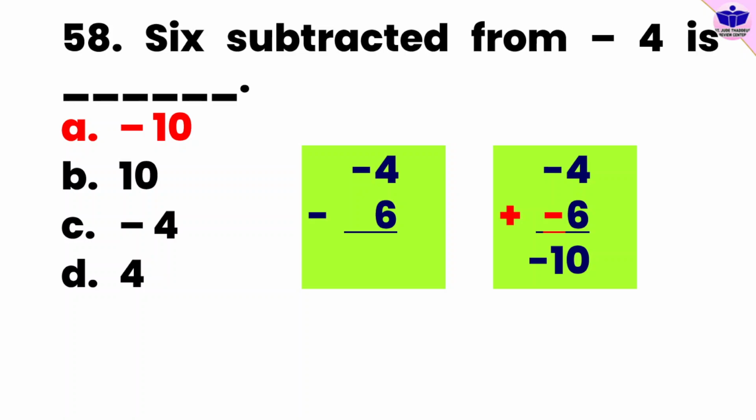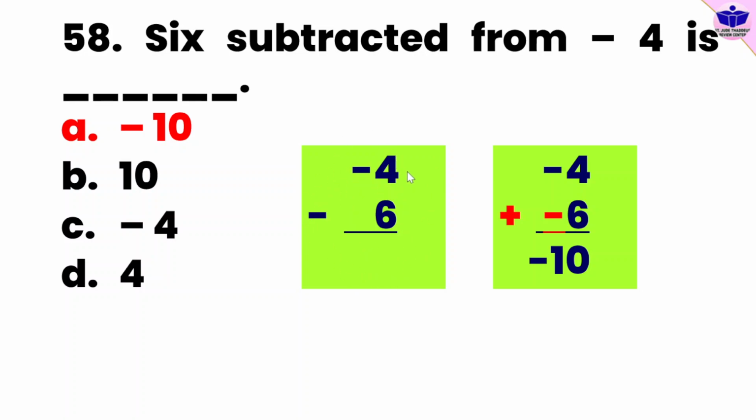For example, the phrase 6 subtracted from means 6 is subtracted from negative 4, and not negative 4 subtracted from 6. Because subtraction is not commutative. In addition you can reverse the order, but in subtraction you cannot. So it is negative 4 minus 6. Then apply the rules in subtraction of integers.